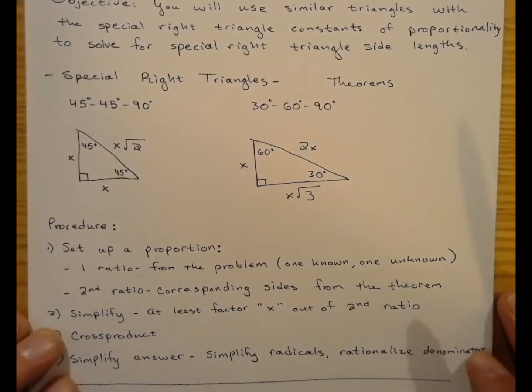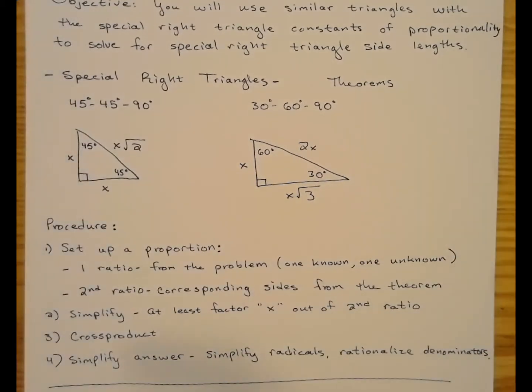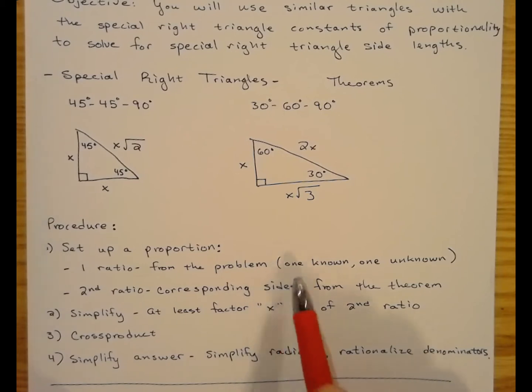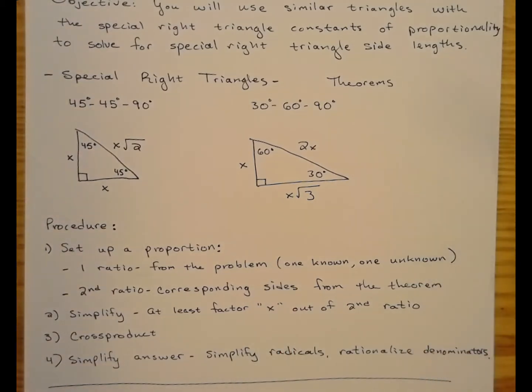So here's the procedure of how we're going to use these. We're going to go through a few example problems in a moment. We're going to set up a proportion because we have similar triangles here, so corresponding side lengths are proportional. For the first ratio, we're going to use two side lengths from the triangle that we're given. Either the numerator or denominator, it doesn't really matter which, is going to be something we know, and one quantity is going to be the thing that we're trying to solve for.